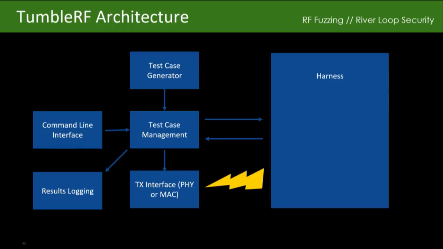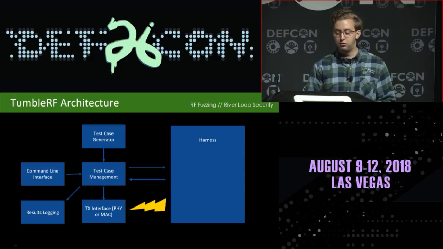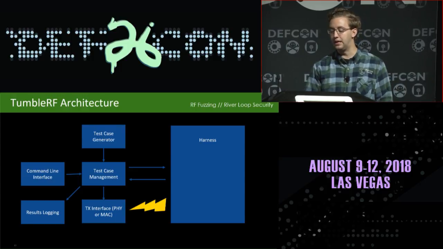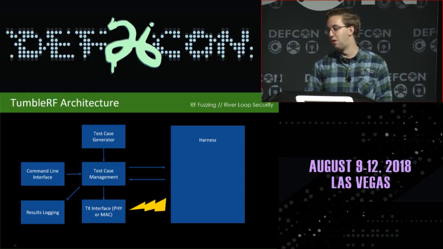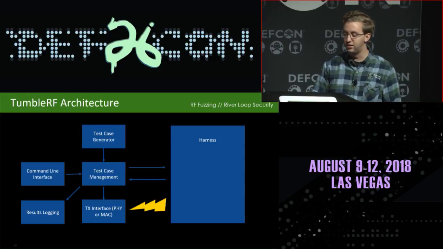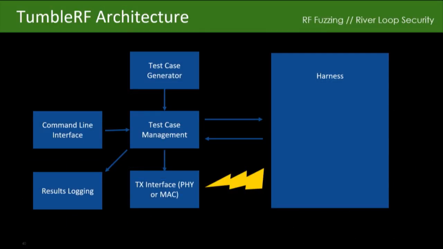And so if we draw this up in a fancy architecture diagram, it looks like this. In the middle, the test case management, command line interface, and results logging are the things that we didn't want to keep rewriting every time we did this. Then what we want to do is be able to change out the stuff on the top, the right, or the bottom. The test case generator, which creates the byte patterns that we're going to send out on the radio. The harness, which measures the state of the target. And the lightning bolt, which we all know is how RF looks, is how we transmit, right, from the bottom thing. And so we send lightning bolts across from the transmitter to the receiver.